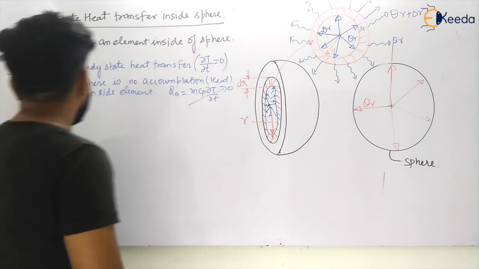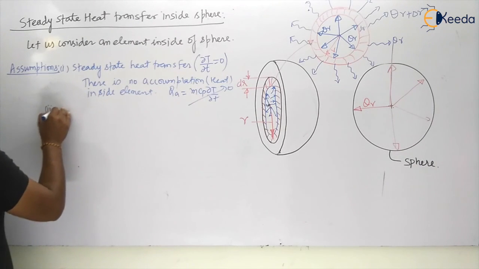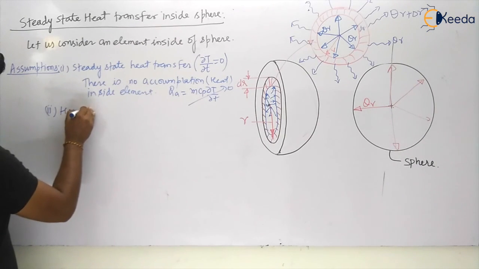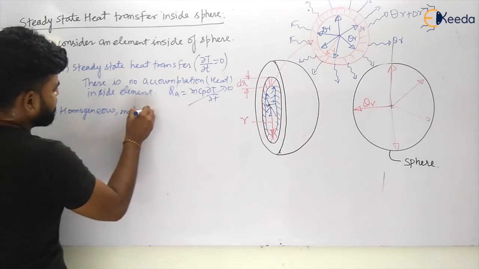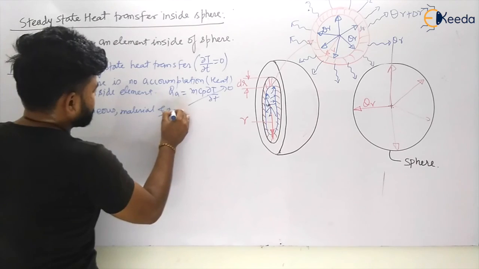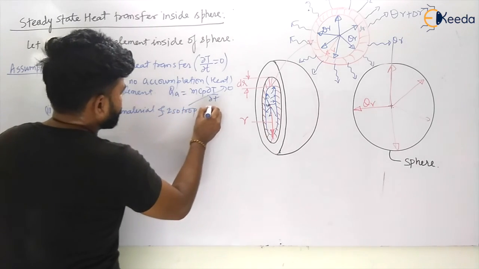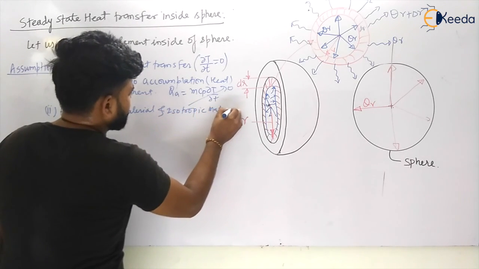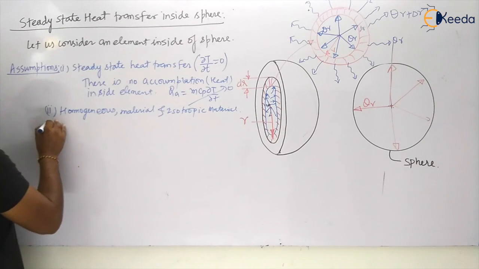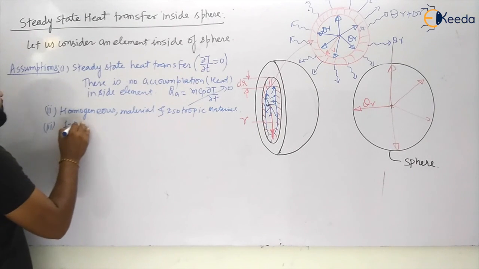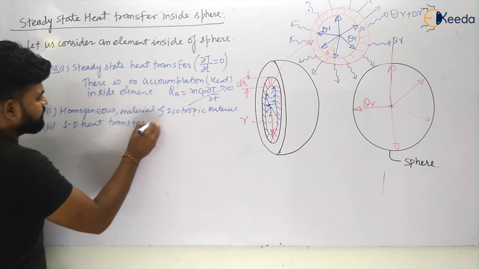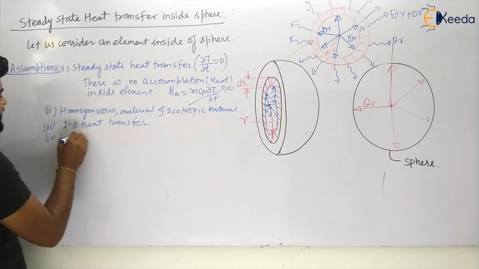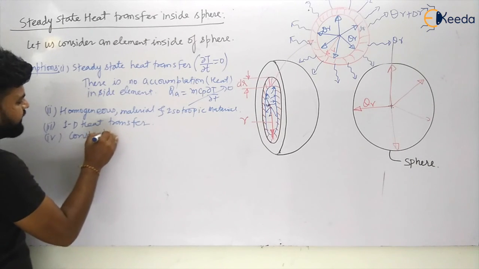Now let us take the second assumption. Second is homogeneous material and isotropic material, my dear students. Now the third one is one dimensional heat transfer, and the fourth one is constant thermal conductivity.